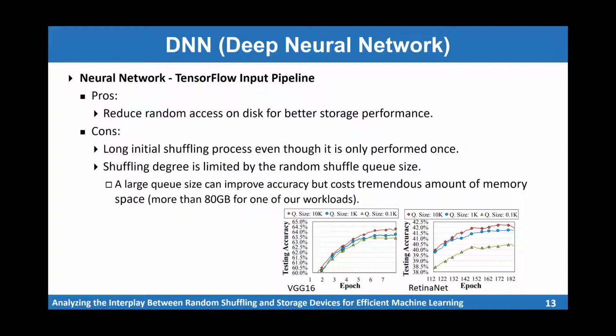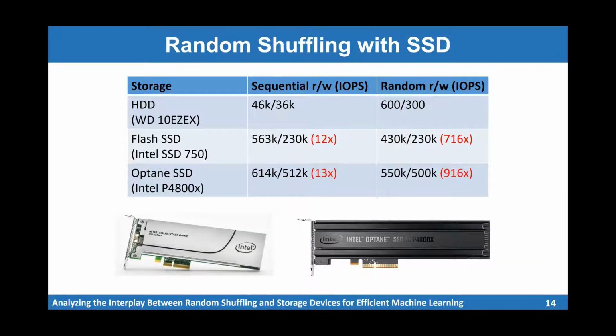The figure shown in this slide shows the testing accuracy of two NN models under different queue sizes. We can see that a larger queue size can offer higher testing accuracy. One of the workloads studied in this work actually requires 80 gigabytes for the random shuffle queue in order to achieve good accuracy.